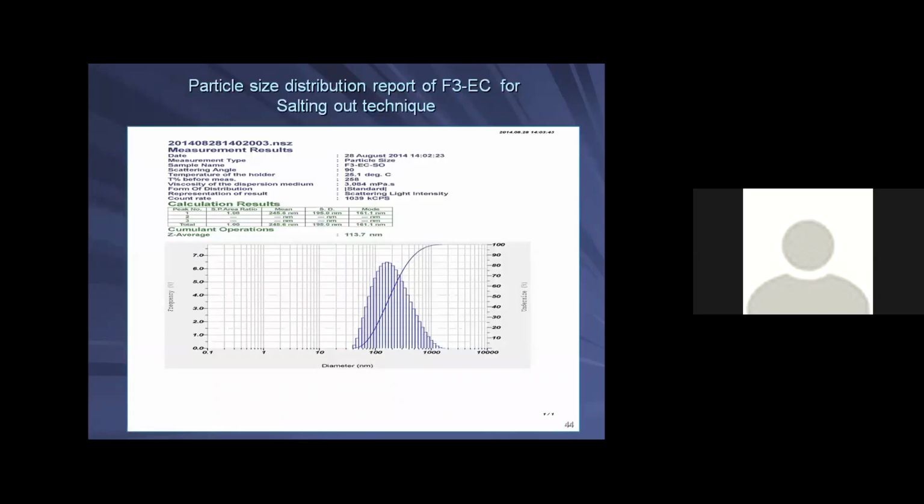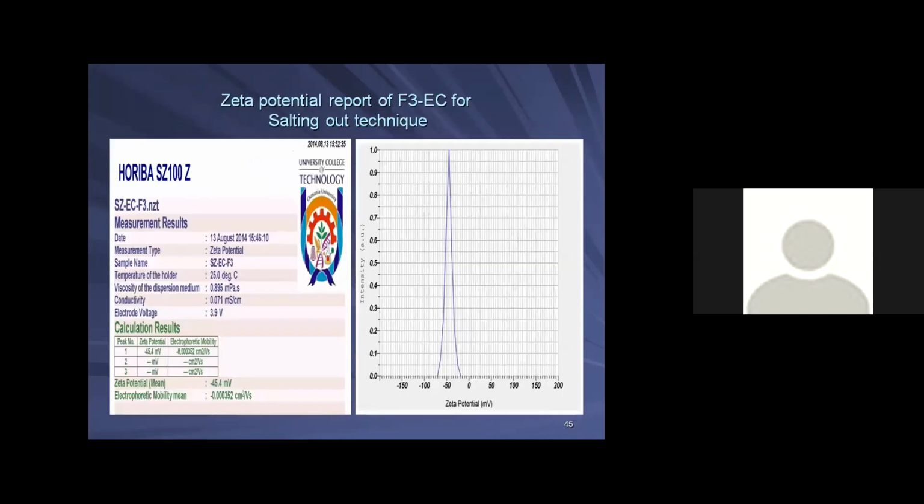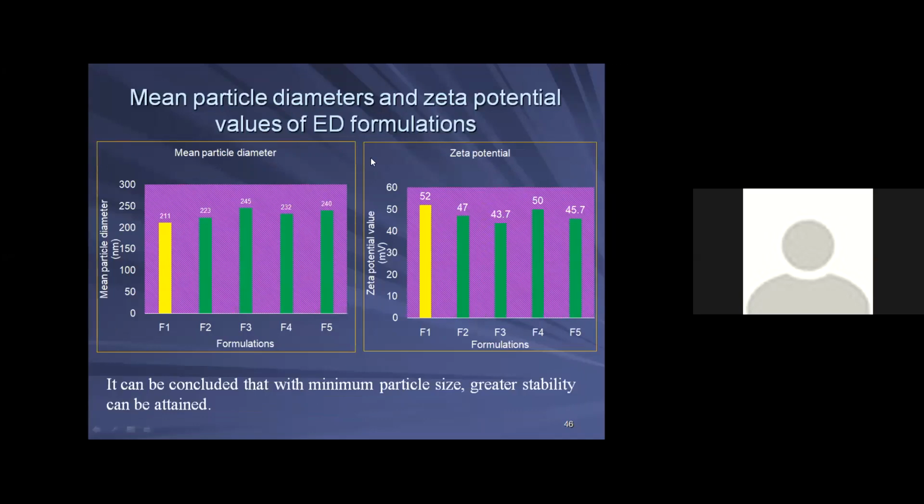So this is the particle size distribution report, and this is a zeta potential report of F3 EC formulation. Now we will see the zeta potential and mean particle diameter of the Eudragit formulation. Among the 5, the F1 formulation was showing 211 nanometers, and the zeta potential value is considered to be 52 millivolts for F1 formulation.